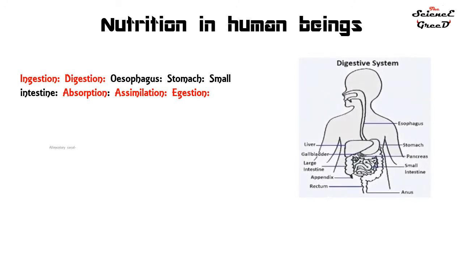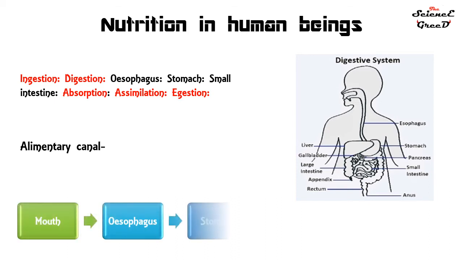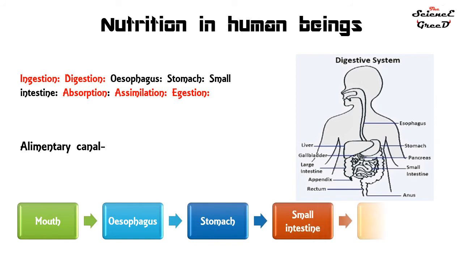The human digestive system consists of the alimentary canal and its associated glands. The various organs of the human digestive system in sequence are mouth, esophagus, or food pipe, stomach, small intestine and large intestine.